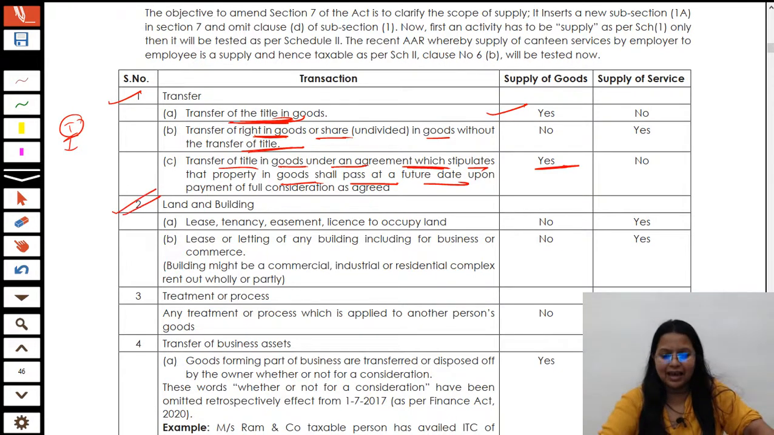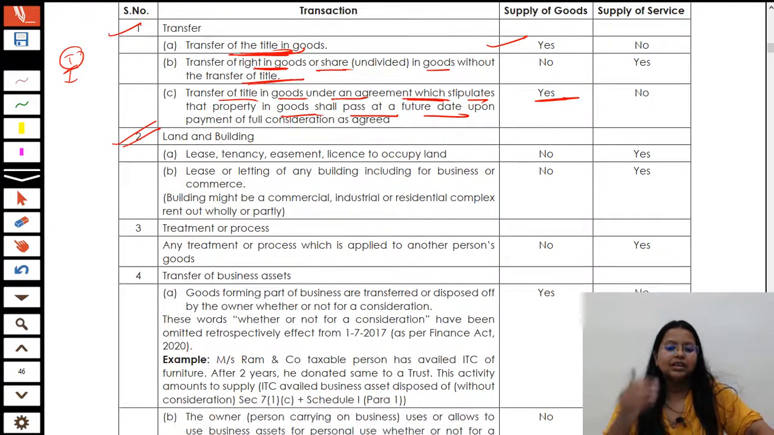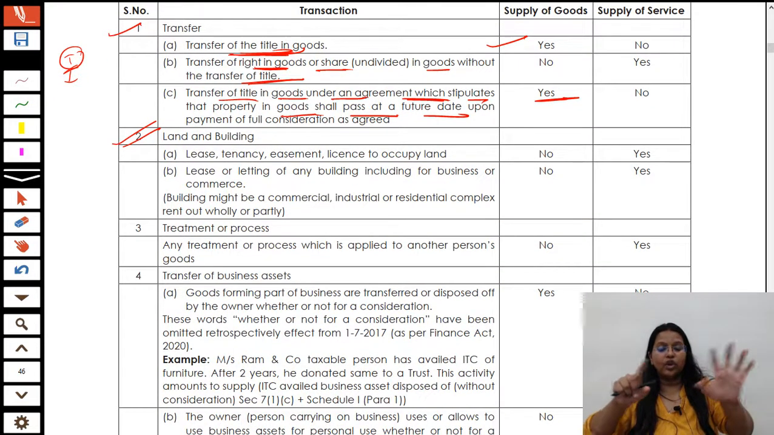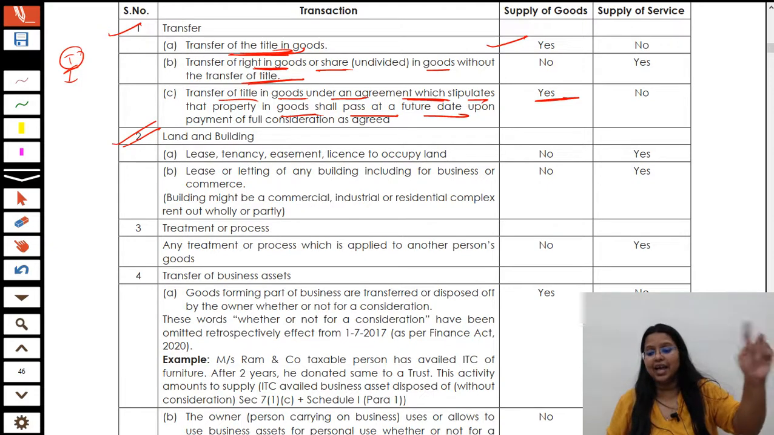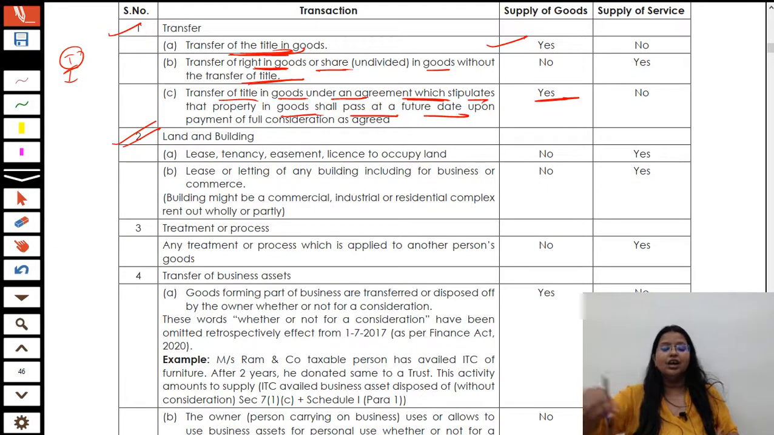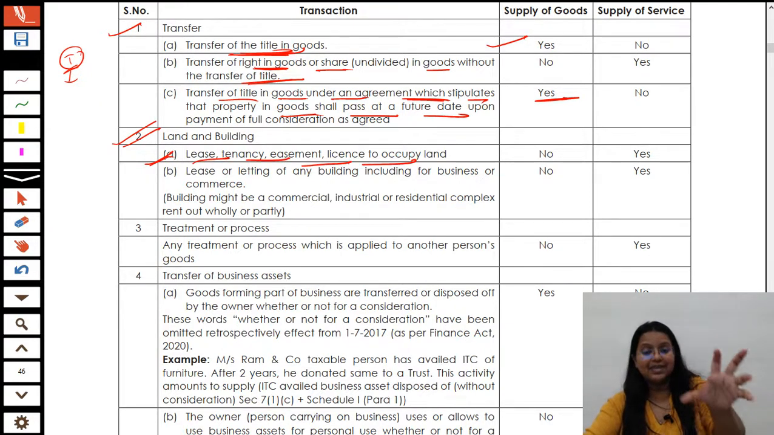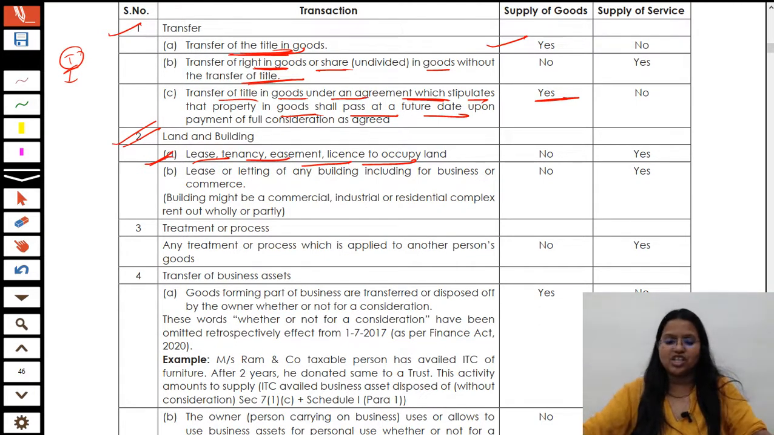Next is the case of land and building. So students, first of all, goods includes movable property only, not the immovable property, and land and building are immovable property. So ma'am, why are they here? Because students, it will not be considered as a case of supply of goods, it will be a case of supply of service, as they are providing their land or building on lease, tenancy, easement. It means on rent to another person. It means they are supplying the service to another person to use it, not the ownership.